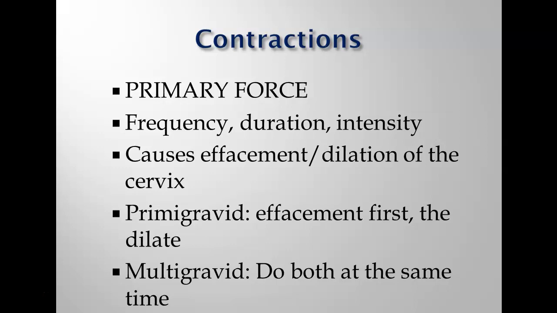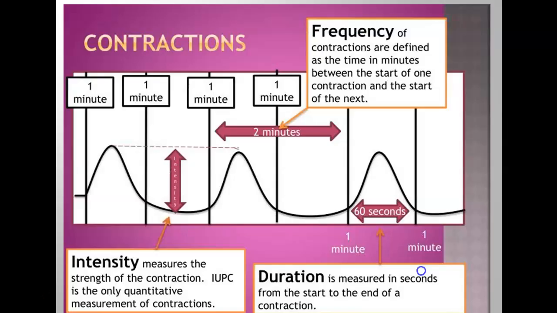We're talking about the frequency, so how often they're occurring, the duration, how long they last, and the intensity, how strong they are. These are contractions that are causing the cervix to efface and dilate. In a primigravida, a first pregnancy, the effacement will take place first, so the thinning and the shortening of the cervix will happen first, and then the dilatation. And in a multigravida, they'll do both at the same time.